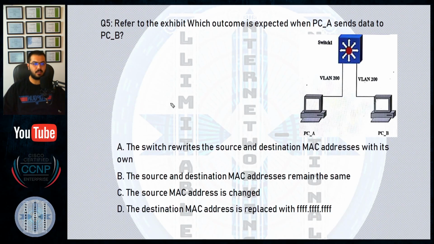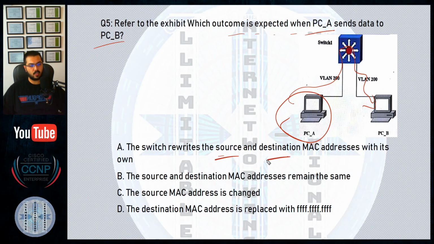Okay, question 5 says, refer to the exhibit, which outcome is expected when PCA sends data to PCB? So there will be a frame traveling from PCA to PCB. The switch rewrites the source and destination MAC with its own? No. If the source and destination MAC address of a frame were the same device, what would happen to the frame? Would it stick forever? No. B, the source and destination MAC addresses remain the same, since there is no router here, so yes, they will remain the same.